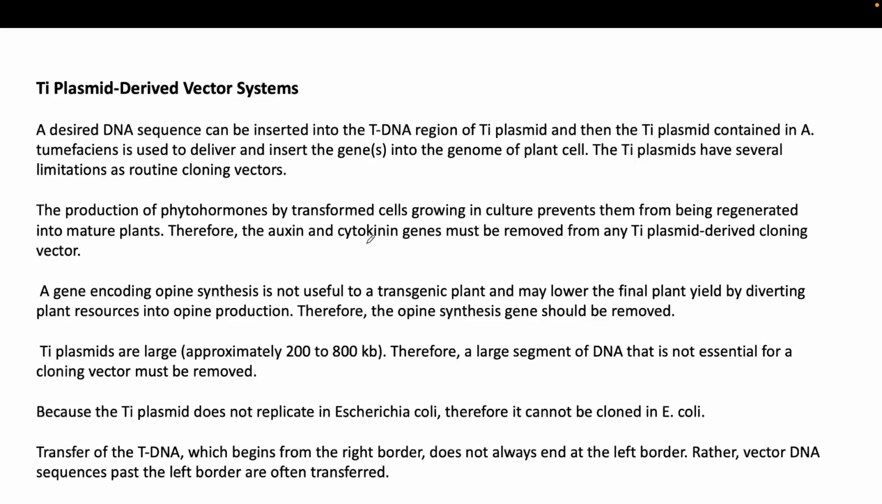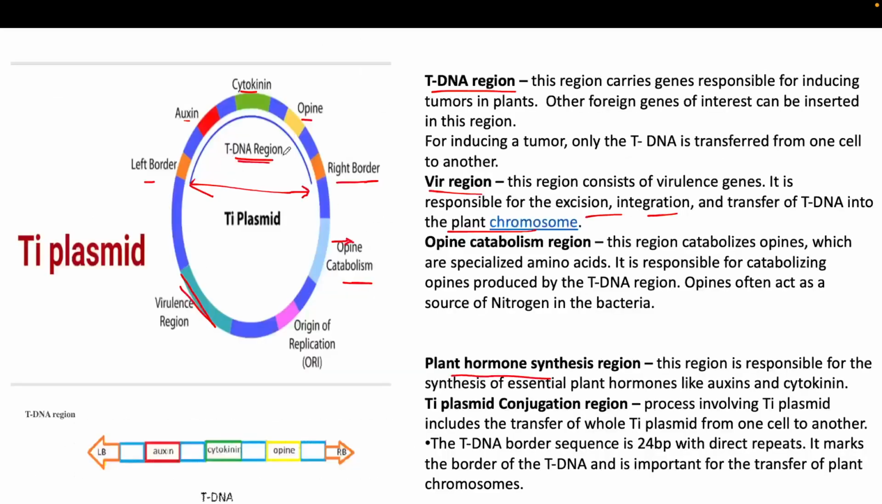Suppose we transfer this Ti plasmid harboring our target gene. When you transfer this Ti plasmid from one cell to another cell, the auxin and cytokinin genes will also be produced simultaneously, so it can cause the disease, crown gall disease, in the other cell where it is going to be transferred. So that's why, when you are transferring your target gene from one cell to another, you have to remove these two genes by modifying this Ti plasmid.